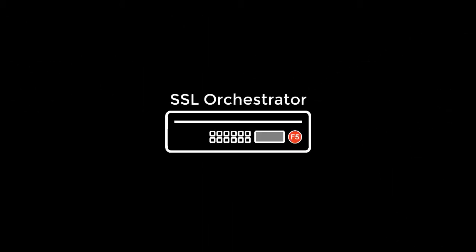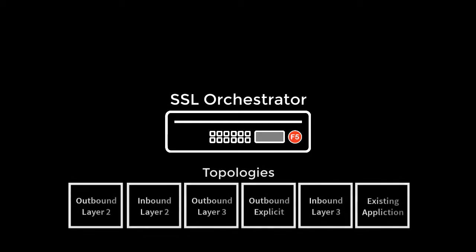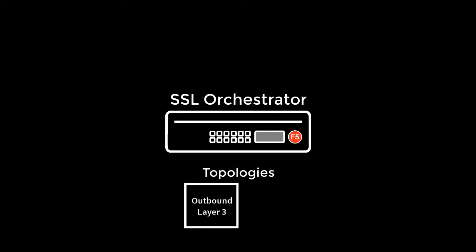A topology defines how the SSL orchestrator interacts with its environment. And there are 6 different topology types. In this demonstration, we'll take a look at the Outbound Layer 3 topology. In this mode, the SSL orchestrator interacts as a transparent forward proxy, allowing internal users to access external internet resources, while the SSL orchestrator enables the enterprise security stack to guard and protect against malware infiltration.